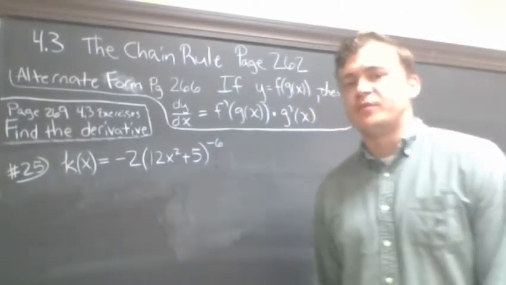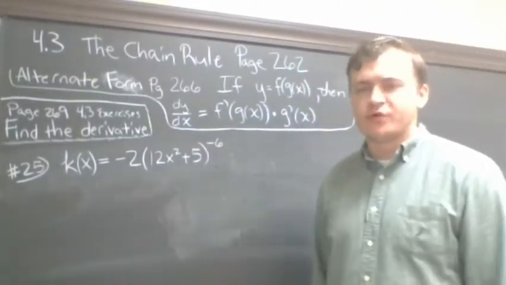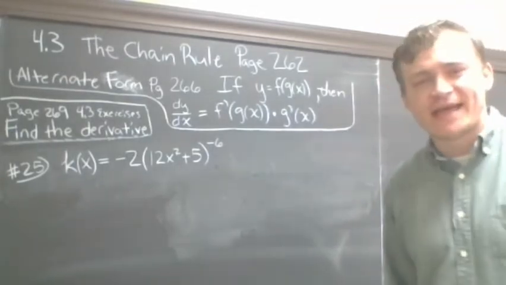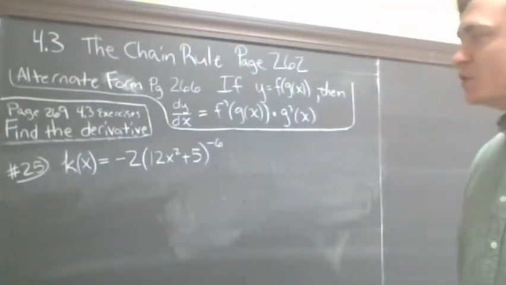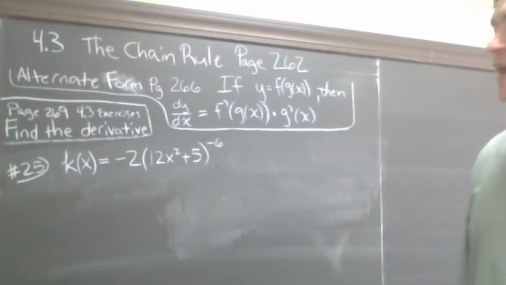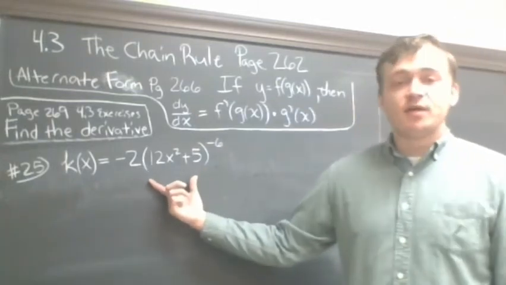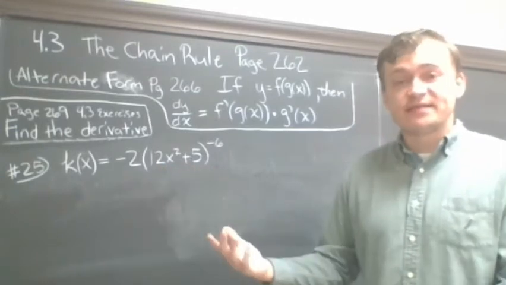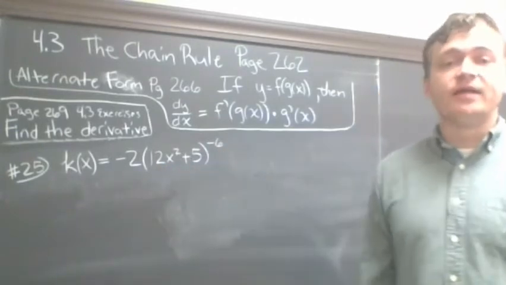So very similar to the problem we saw in the last example here for number 25, page 269, we have the function k of x. It is equal to negative 2 times the quantity 12x squared plus 5 raised to the power of negative 6. So notice here that what is inside the parentheses, that is the expression, that is the base that is raised to the exponent negative 6.